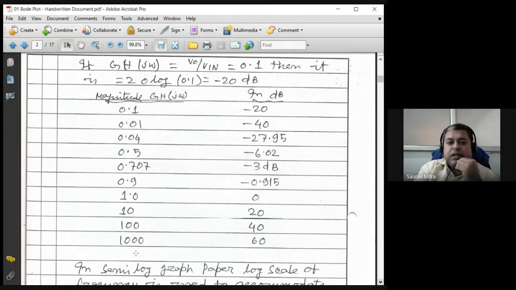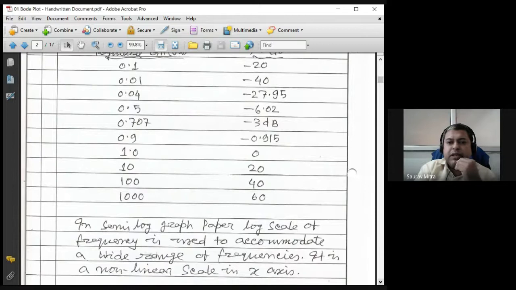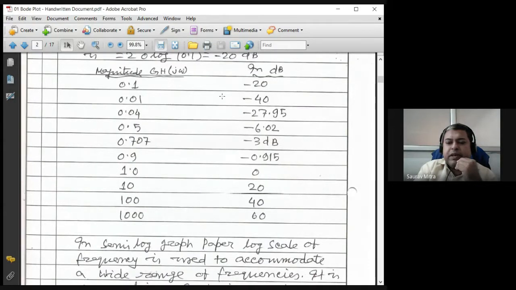So this is actually the baseline. Whenever I say input is equal to output, that means ratio gain is 1. So on the left side, whatever magnitude I am saying, magnitude of GH j omega, this is actually the ratio gain, output divided by input. So whenever output by input, that is GH, is equal to 1, that is actually the baseline, 0 dB, in case of the semi-log graph paper.